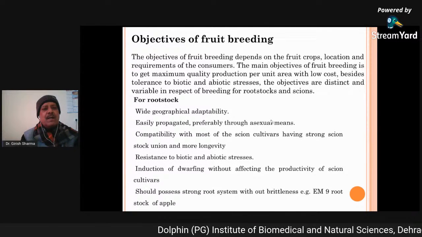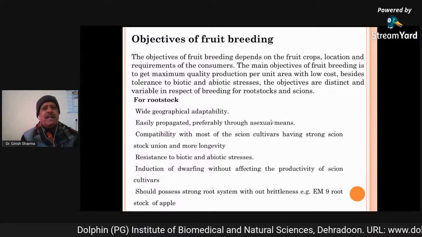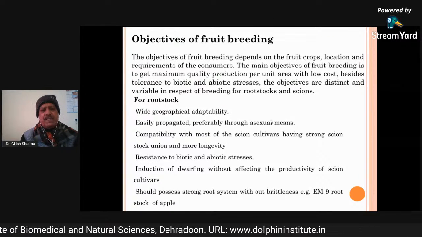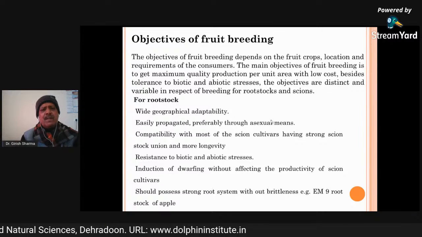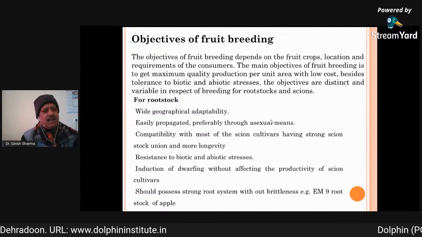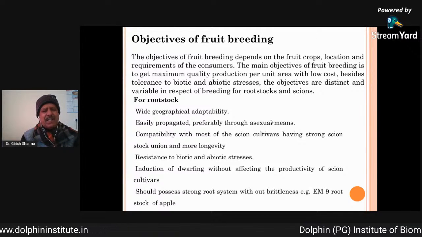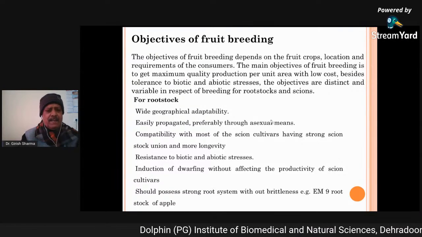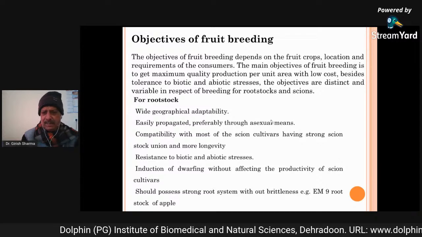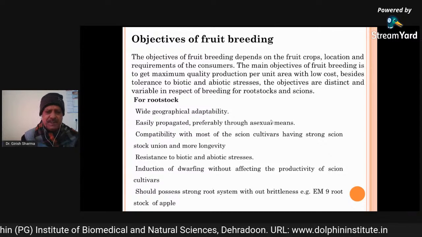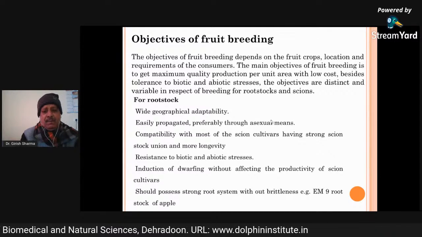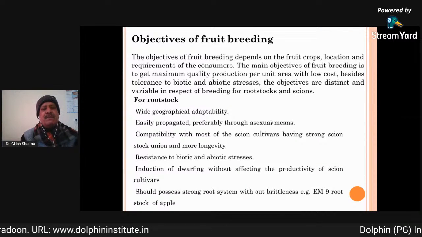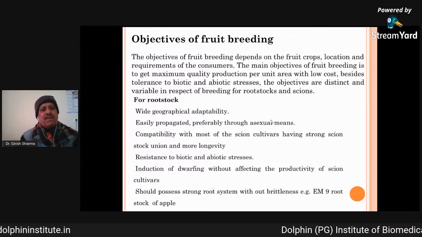Now, there are specific breeding objectives, especially for two categories. One is for rootstock, and another one is for the scion variety, scion varieties of various crops. And these related parameters vary from crop to crop and species to species, and much work has been done for the improvement of scion cultivars and relatively less for rootstock.